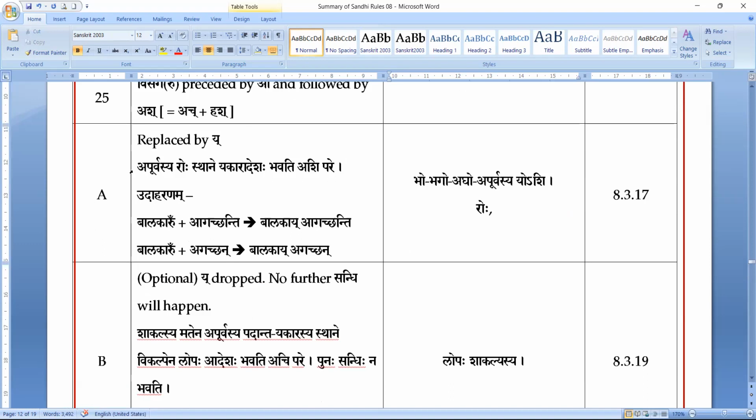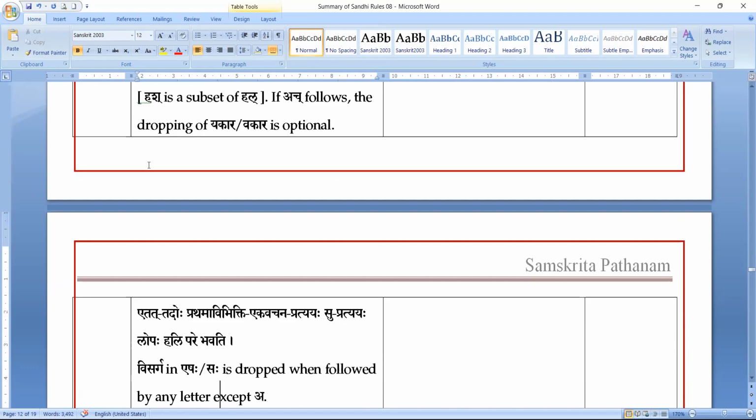What is the previous rule? This is the rule: Apurvaha roho stane yakara adesha bhavati ashi pare. That is, ru preceded by avarna. That avarna condition, suppose it is there. If it is not there, no problem. Anyway, in saha eshaha, saha is avarna only. In that example, eshaha, the Visarga is preceded by what letter? Akara. So therefore, here what will happen? In the place of Ru, when followed by an ash letter, yakara adesha will come, and yakara adesha is optionally dropped. Absolutely dropped. Okay. So that is a summary of this rule.